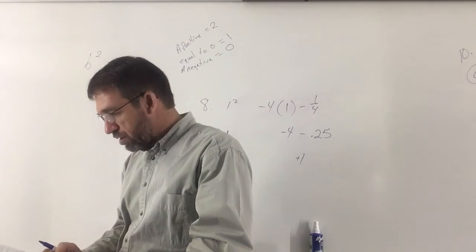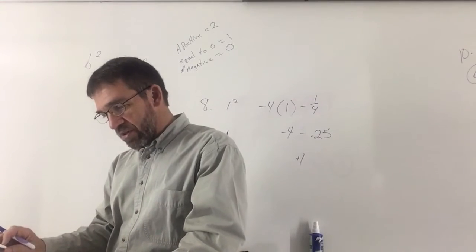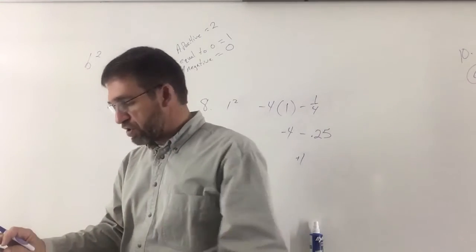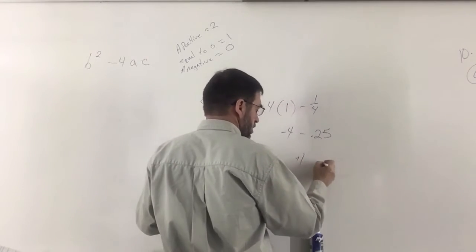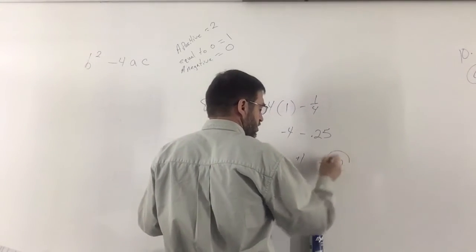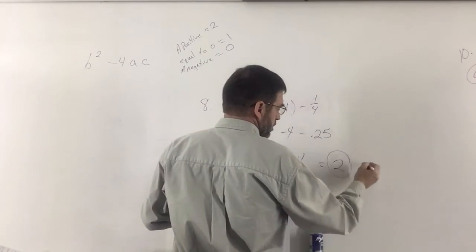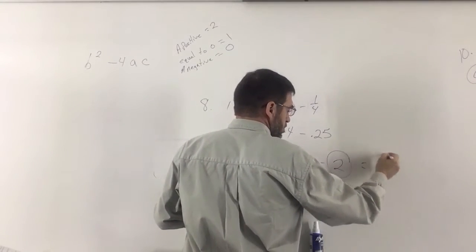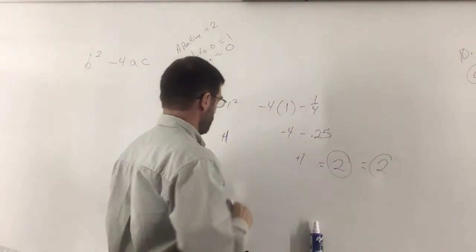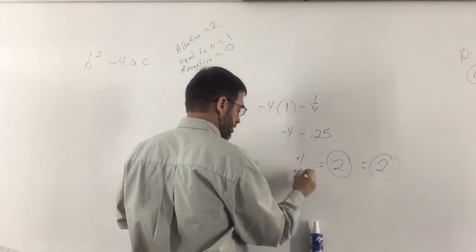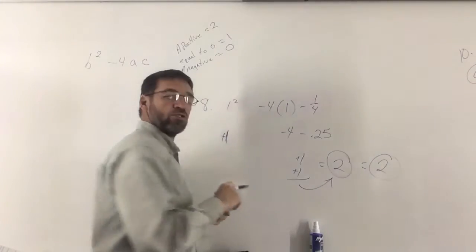Number 6. Is that the one I did? No, which one did I do? I did number 8. I got to check my answer. There are 2 solutions. That's right. Number 8 is 1 plus 1 is 2, equals 2. And so when you have 2, that's going to equal 2 solutions. Because you have 1 plus 1 equals 2, and that's going to equal 2 solutions.